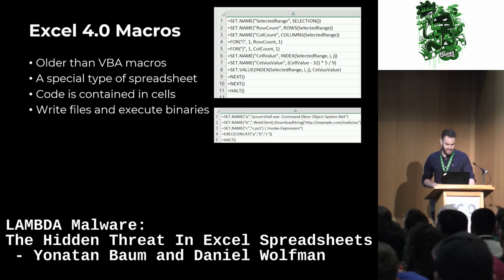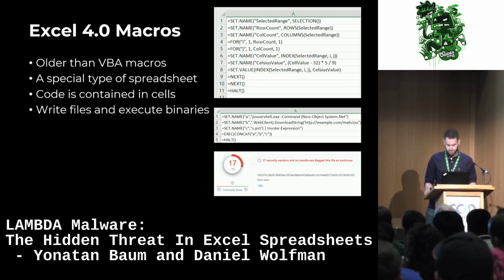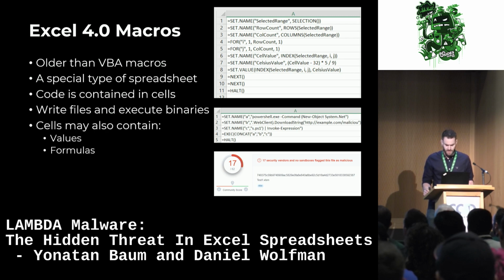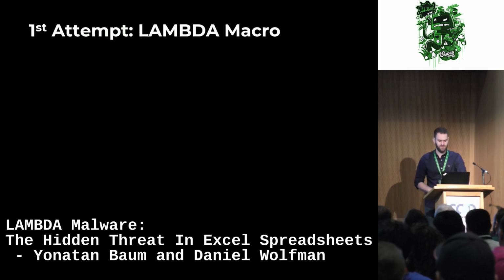Now, Excel 4.0 macros, just like VBA macros, are very powerful. They can read and write files to the file system and execute binaries, making them much beloved by hackers and very well known to the security community, meaning that alone they won't suffice for bypassing any antivirus engine. One last thing to note about Excel 4.0 macros is that while cells may contain instructions, they may also contain values and formulas. And I got thinking, how about lambdas? And so I constructed my first experiment.